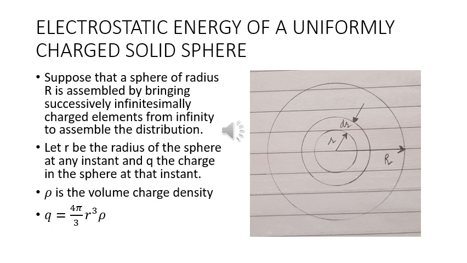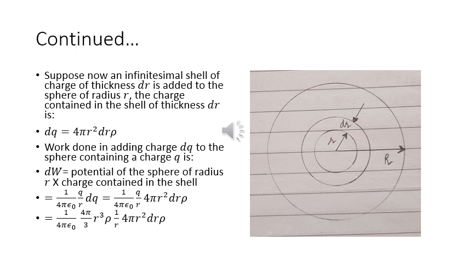Next, we discuss the electrostatic energy of assembling a uniformly charged solid sphere. Suppose that a sphere of radius capital R is assembled by bringing successively infinitesimally charged elements from infinity to assemble the distribution. Let small r be the radius of the sphere at any instant and let q be the charge in the sphere at that instant. Rho is the volume charge density, therefore q is equal to 4 pi by 3 r cubed rho. Suppose now an infinitesimal shell of charge of thickness dr is added to the sphere of radius r.